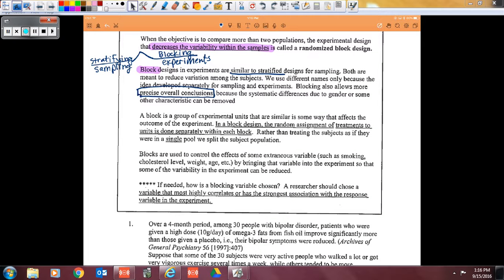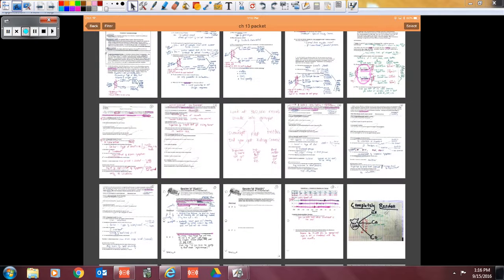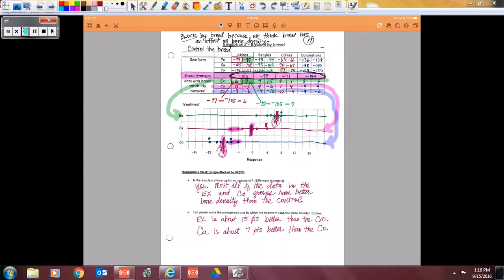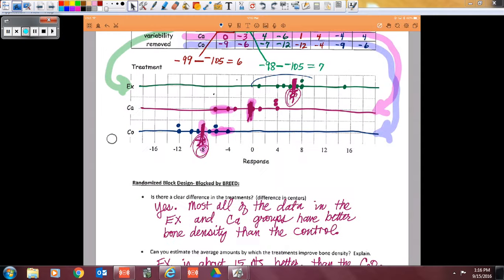Do you remember when we blocked by breed? Weren't we able to tell the difference in the treatments? Let me get that picture pulled up. Blocking by breed, if we look back at what page that was on, here, page 19. Remember how we had nice compact data? And we were able to tell the difference in the treatments. We could tell that exercise and calcium was clearly the best.